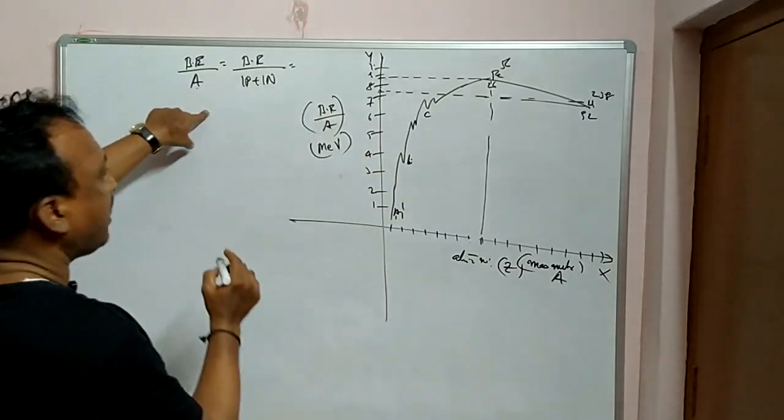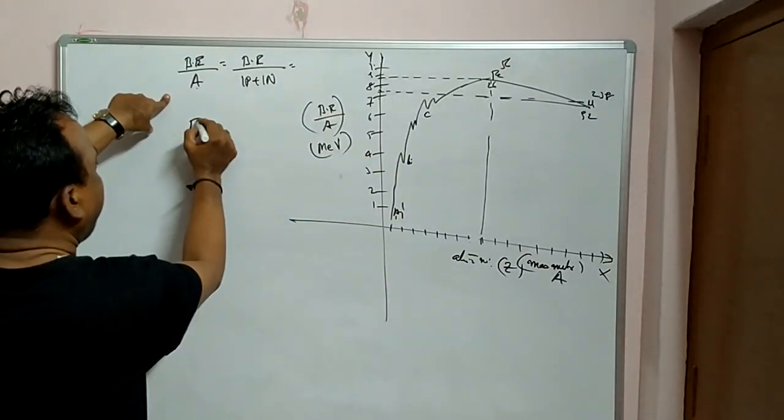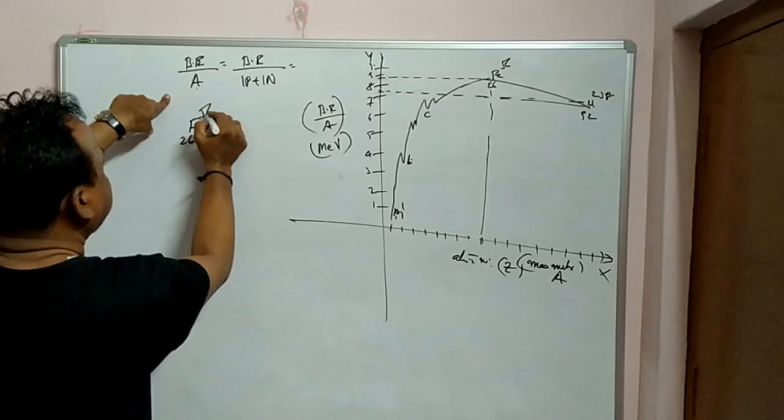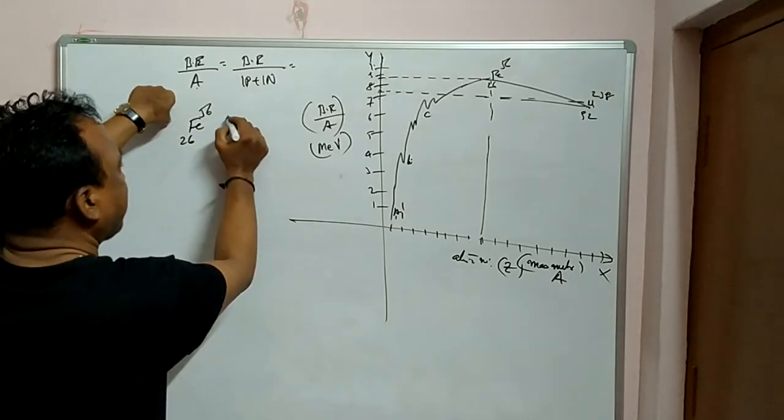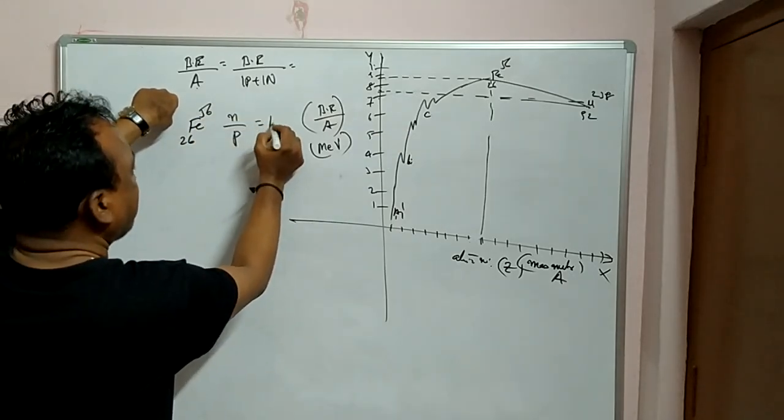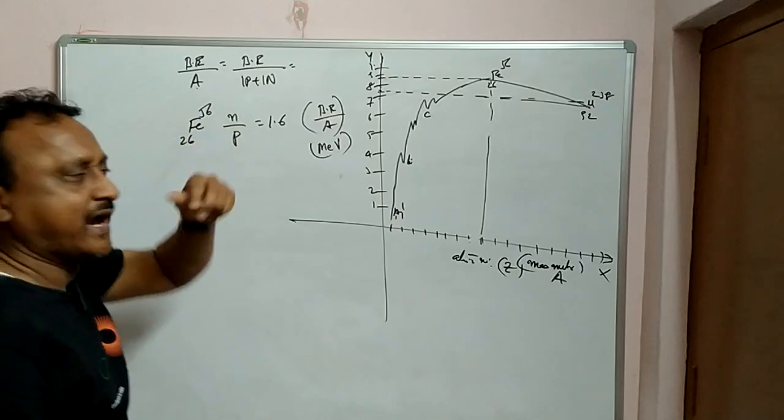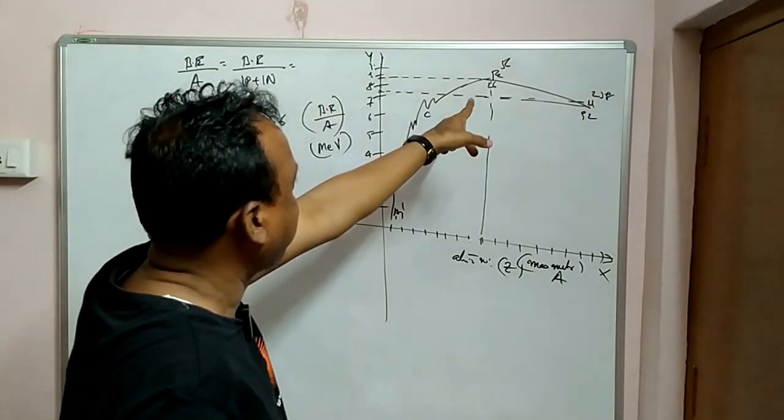If you take like that, what was observed is iron, you can see 26, 56, and the neutron-proton ratio, already explained, is almost equal to 1.6. Stable atom. It was the most stable atom.